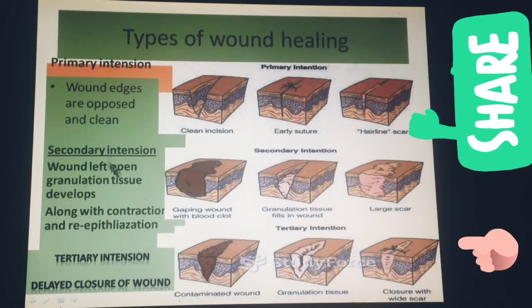Whereas in secondary intention, the wound is basically avulsed, so the edges are not opposed. So we leave such a wound, and later on, after some time, granulation tissue develops in this wound and it re-epithelializes, but the scar left behind by this wound is comparatively large. Healing by tertiary intention is this, that we leave a wound open, let the granulation tissue develop in between that, and after some time we suture it together. This is also known as delayed closure of wound.